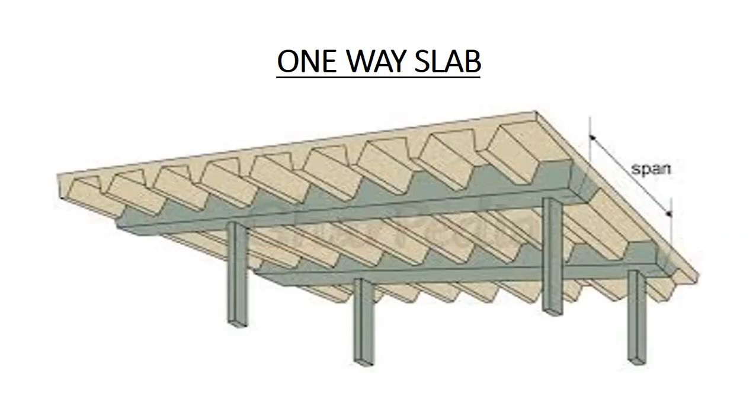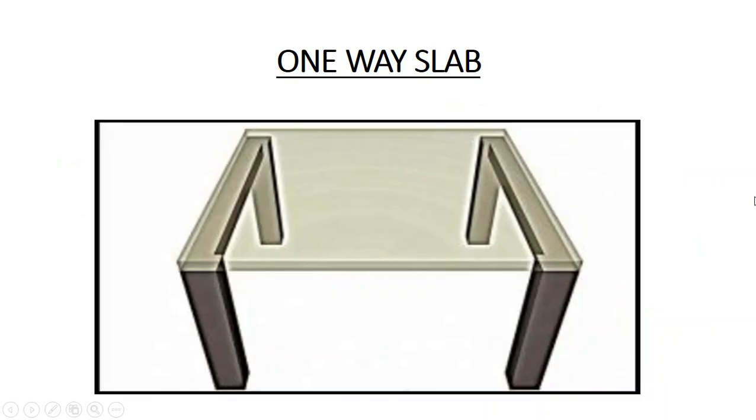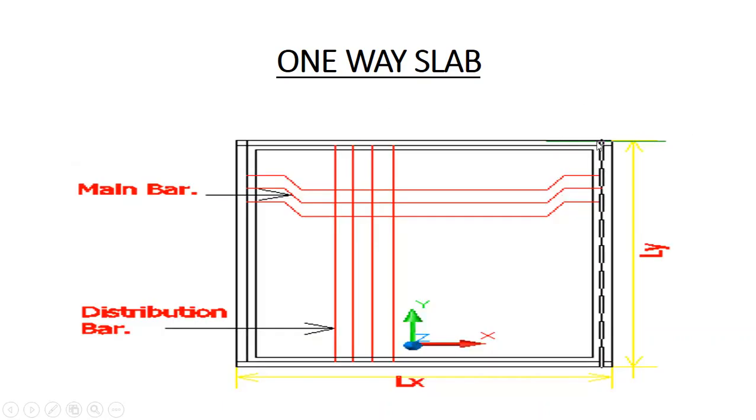As you can see clearly from the picture, we provide two beams opposite to each other in one-way direction. This is also an example of one-way slab, two beams opposite to each other in one-way span length. So in the one-way slab, we will provide main bars on the shorter span and the distribution bars will be provided on the longer span.